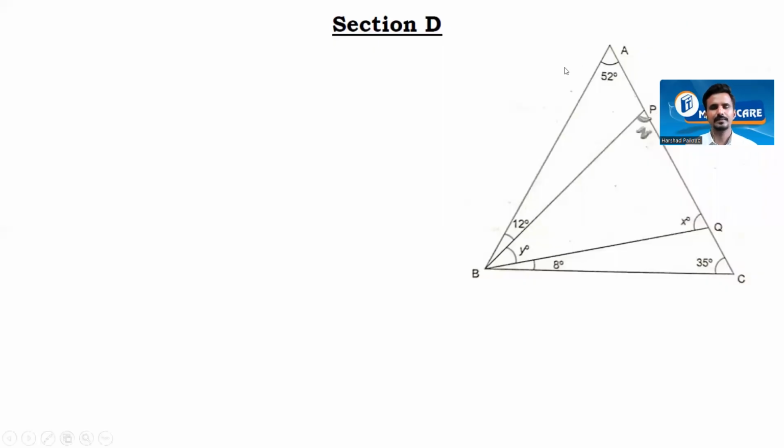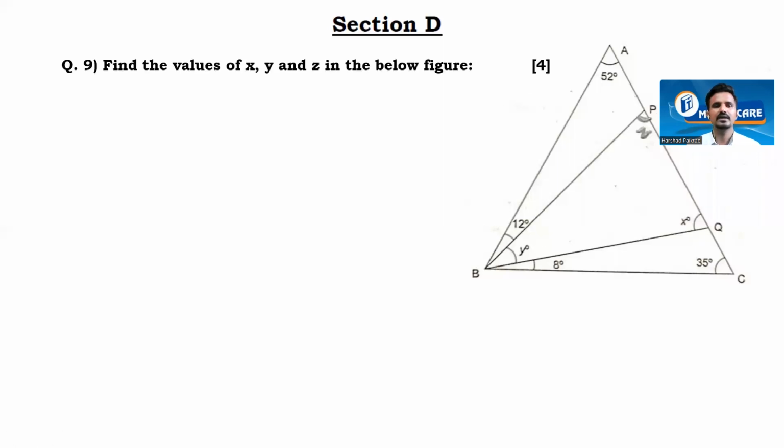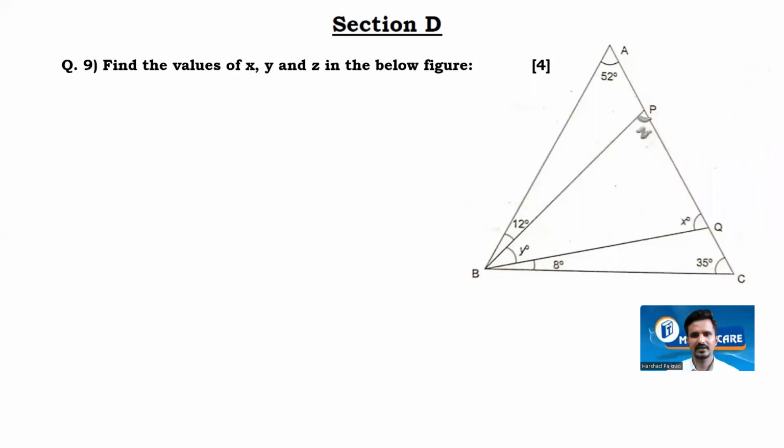Let us see the next question. The next question is from section D, question number 9. The question is, find the values of x, y, and z in the below figure. The question is for 4 marks, and this is a very easy question for 4 marks. So let us understand how to find x, y, and z.